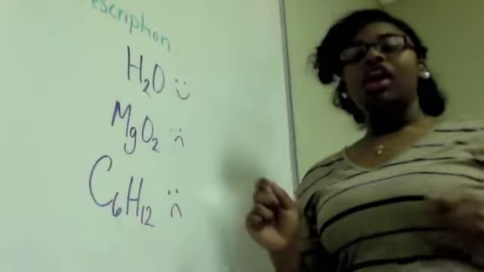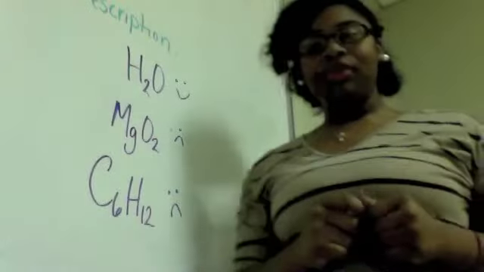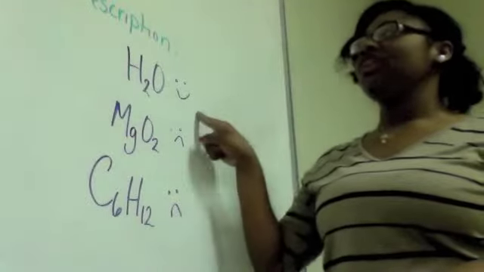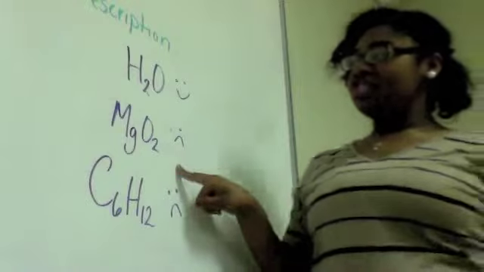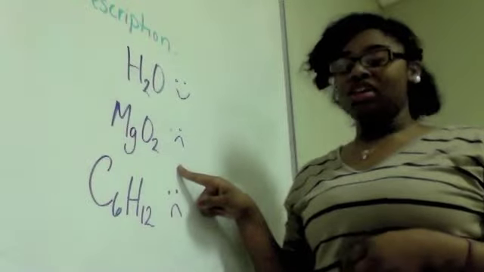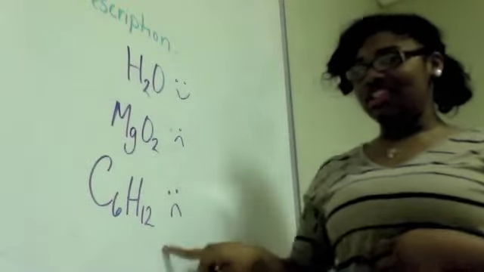A good description of what an empirical formula looks like would be H2O, sodium chloride, and magnesium oxide. Cyclohexane wouldn't be good because it can be written in a simpler form.